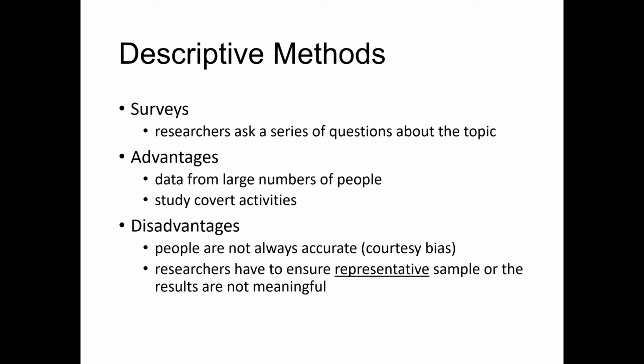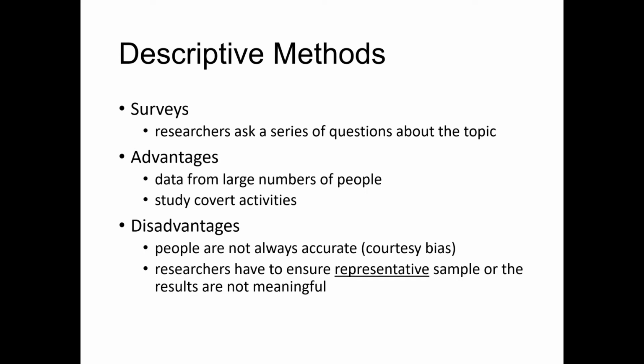But like any method, there are disadvantages. For example, people might not respond honestly, and as a result, the result may not be accurate. In addition, this isn't just for the survey method, it probably applies to other methods, but researchers really need to ensure the participants are representative of the population we are interested in.